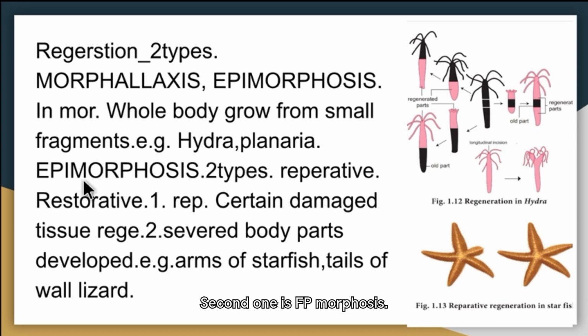Second one is the epimorphosis. The epimorphosis is reparative or restorative. Reparative means certain damaged tissue regenerates. But restorative means the severed body, a completely damaged part of the body, develops and is completed. Example, arms of the starfish and the tail of the wall lizard.